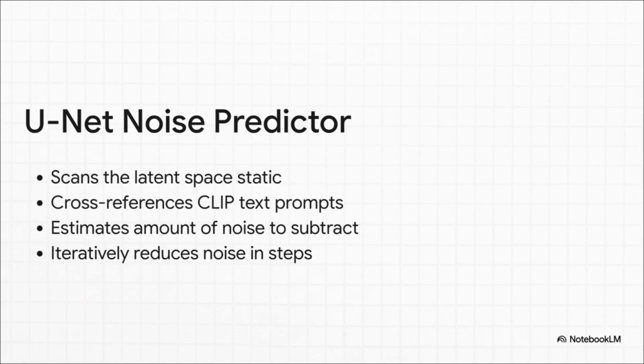So, with the blueprint ready, our next component steps in, the U-Net. And the U-Net acts as our chisel. The U-Net noise predictor uses this fascinating mechanism called cross-attention. It looks at the random static on the canvas, then it cross-references your CLIP text blueprint. It estimates exactly how much noise it needs to scrape away at that specific step to make the static look just a tiny bit more like your prompt.